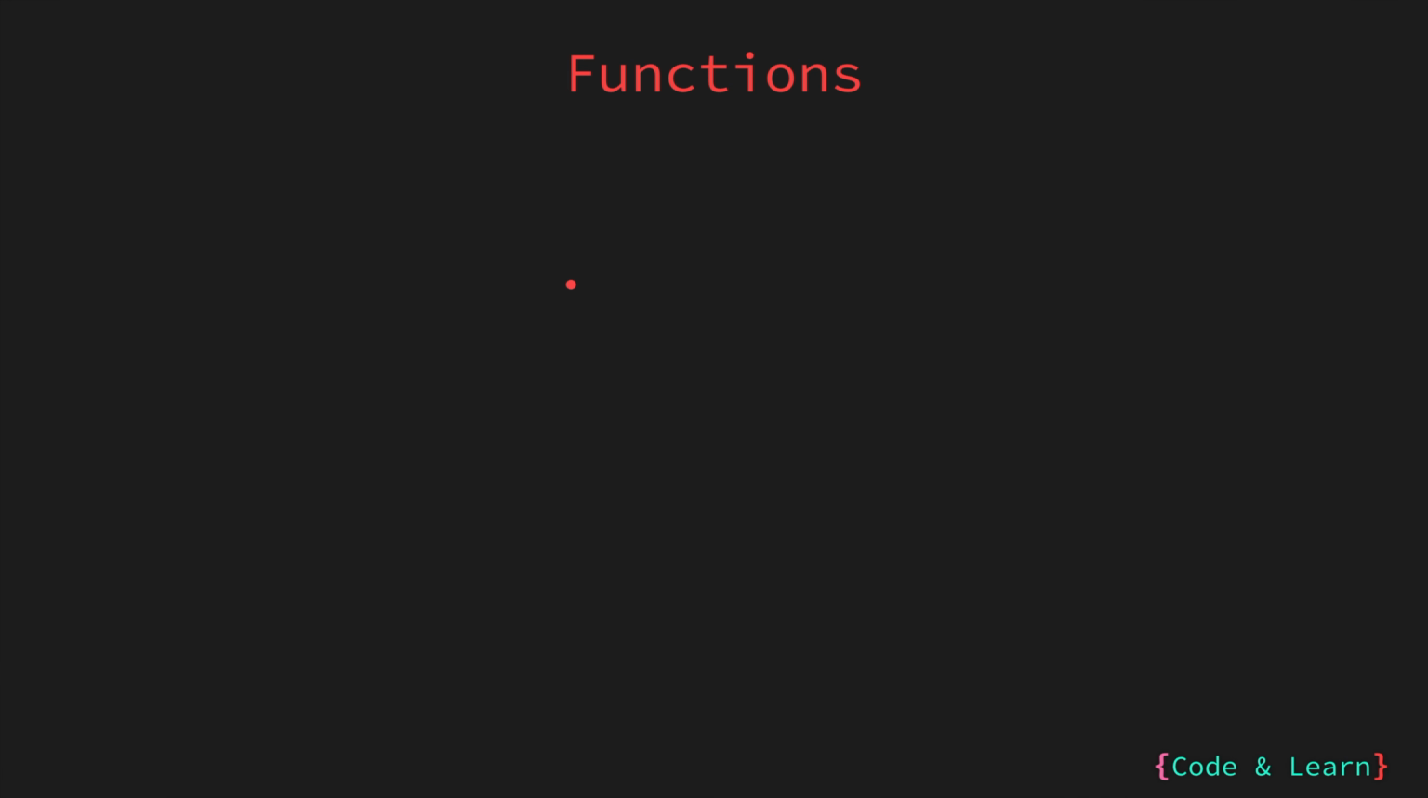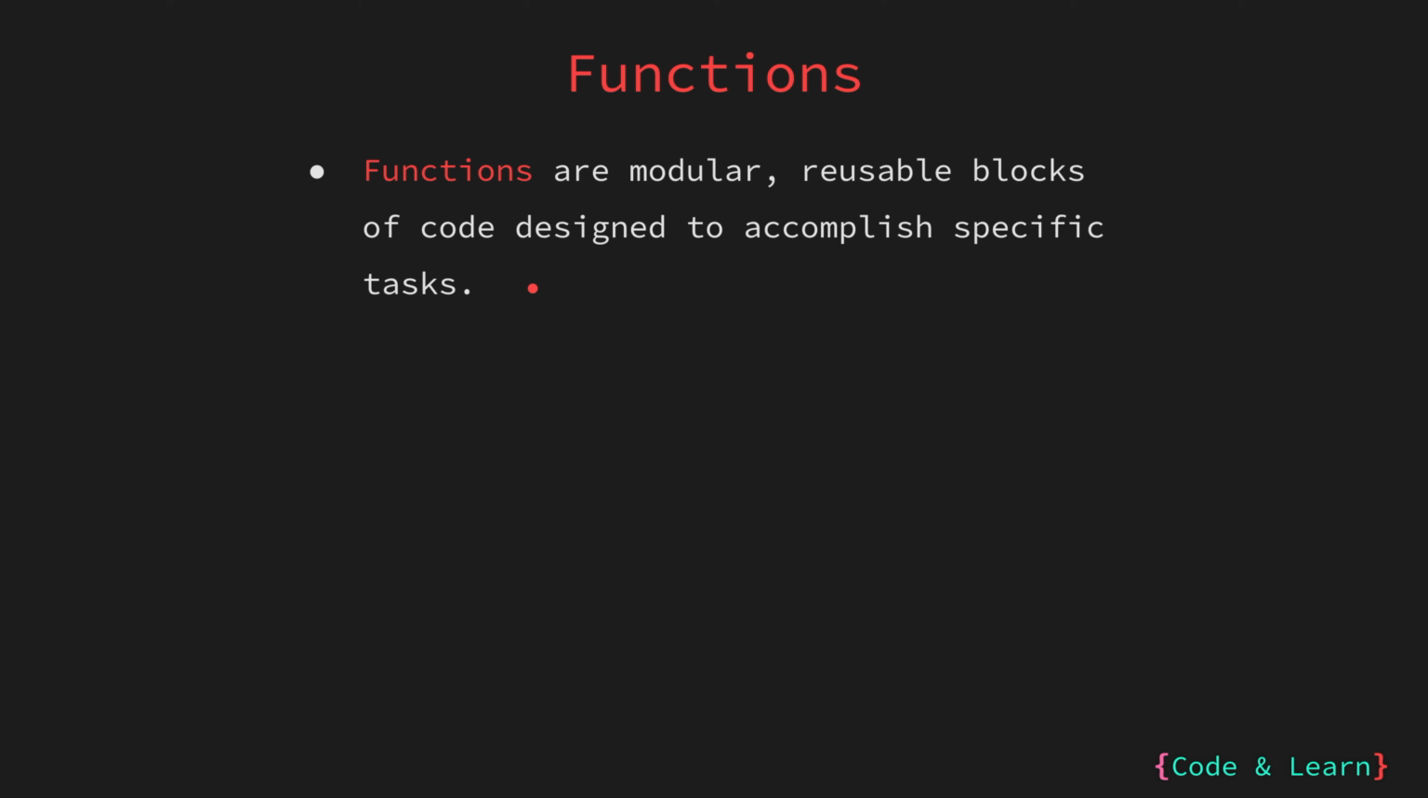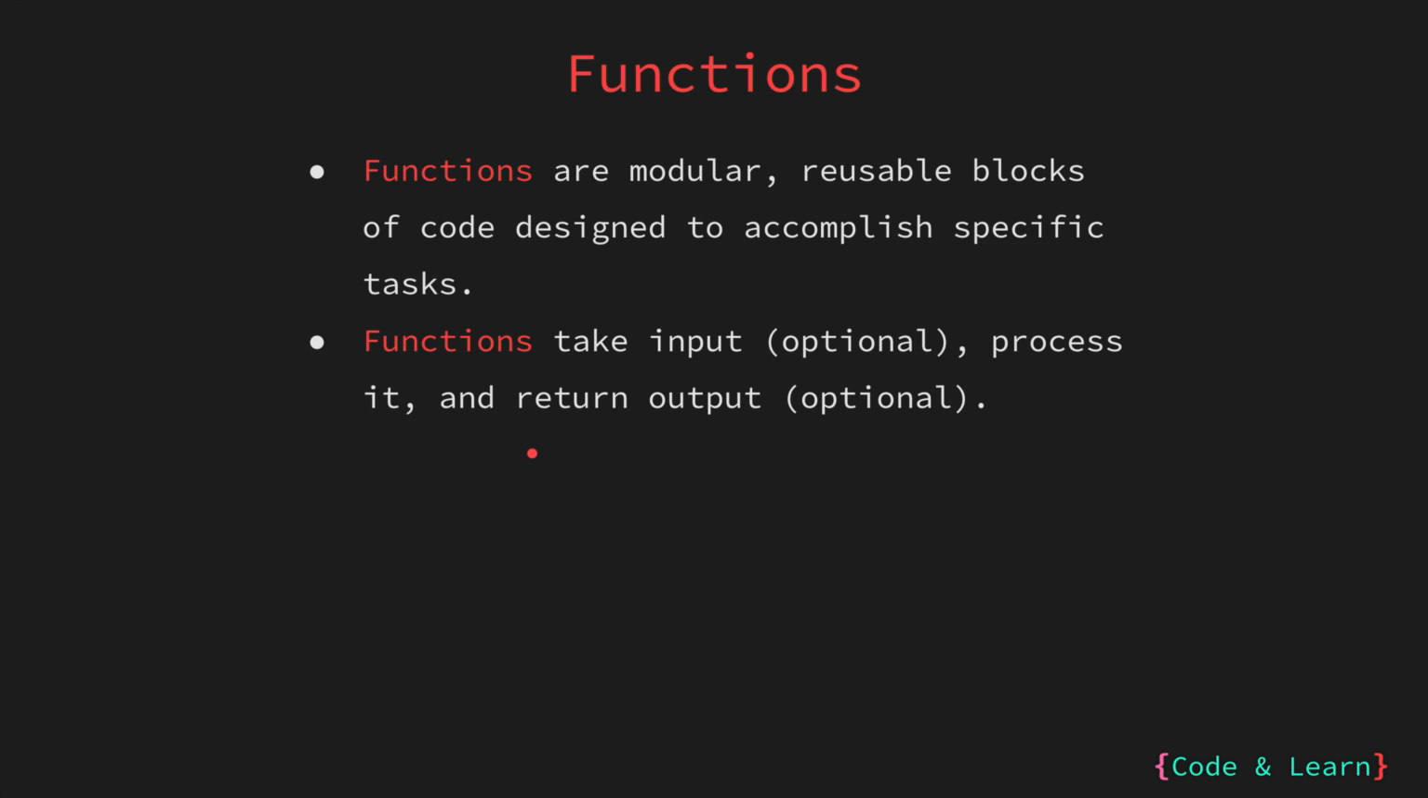So what exactly are functions? Functions are like specialized tools in programming. They are created to perform a particular job and you can use them whenever you need that job done. This modularity allows for code reuse and makes development more efficient. Functions can accept data, process it, and then optionally return a result. This input and output mechanism makes functions dynamic and flexible.